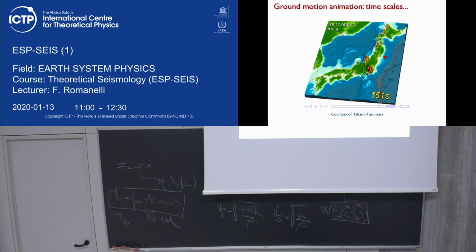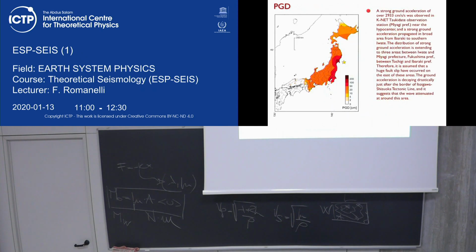So, time scales, periods and time scales. Now let's give a look to this. After the wave field has been passing there, what you can do is to create a map. Why am I showing you this? Well, because it's a representation of the passage of seismic waves that is very important for seismic hazard, for example.